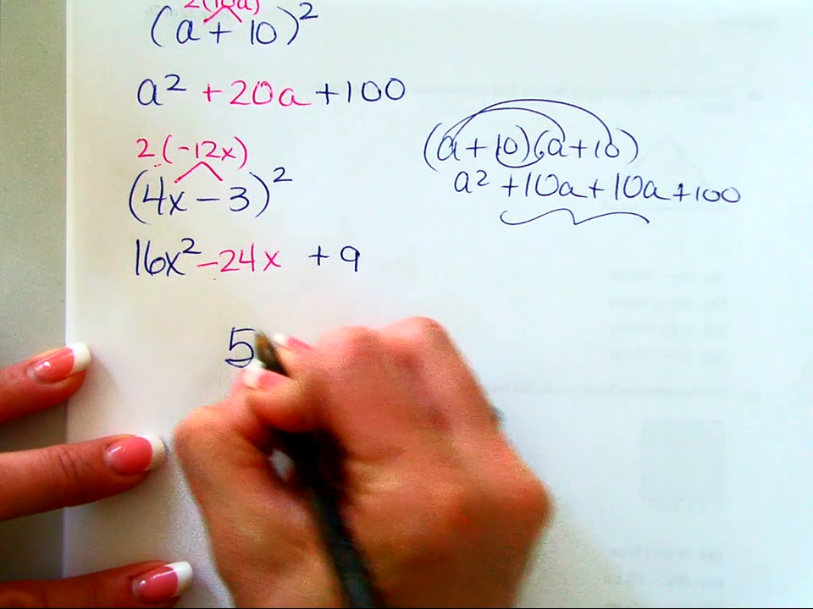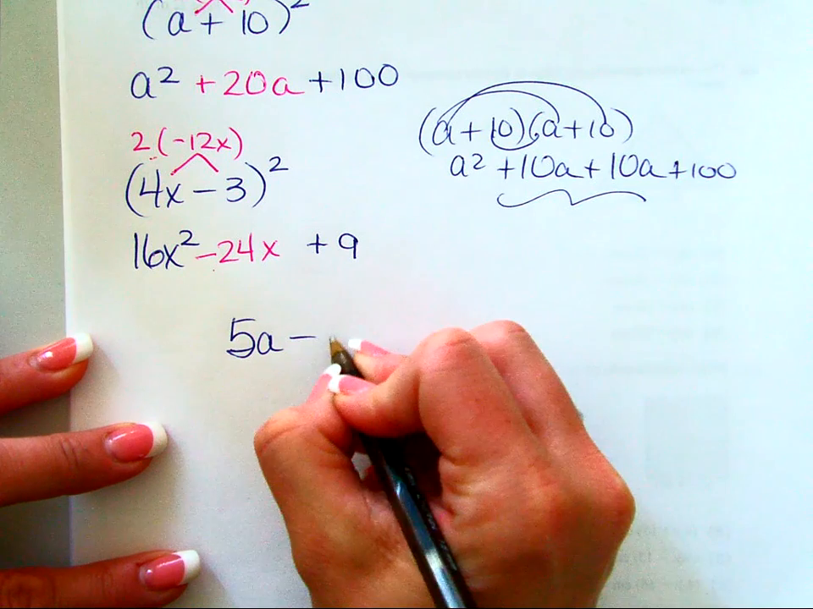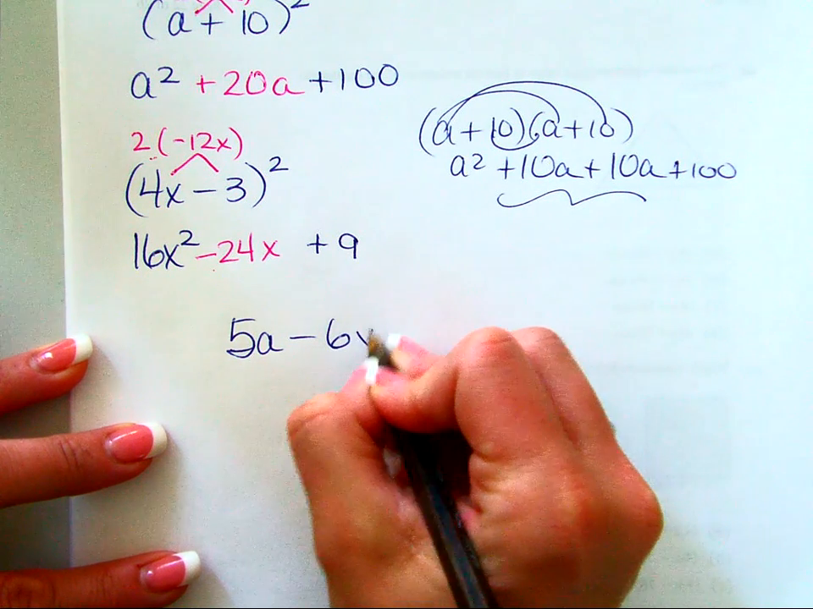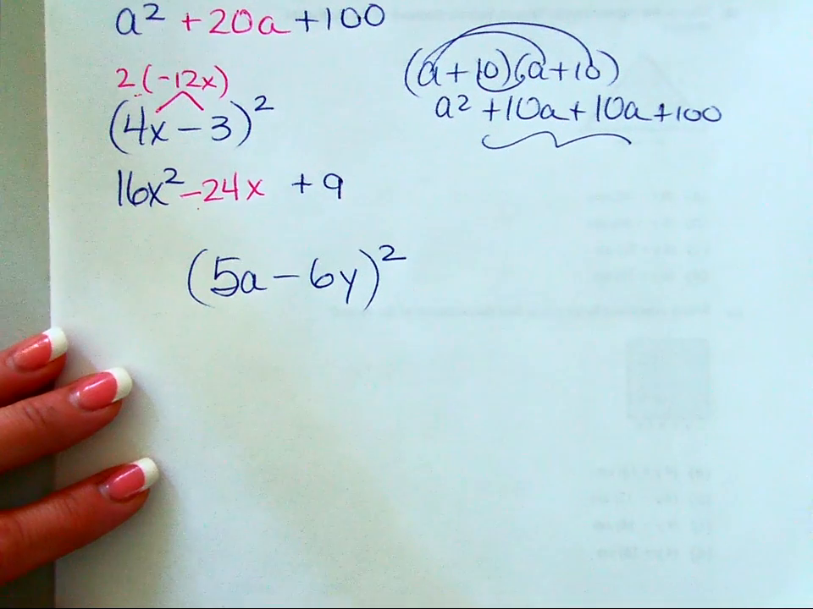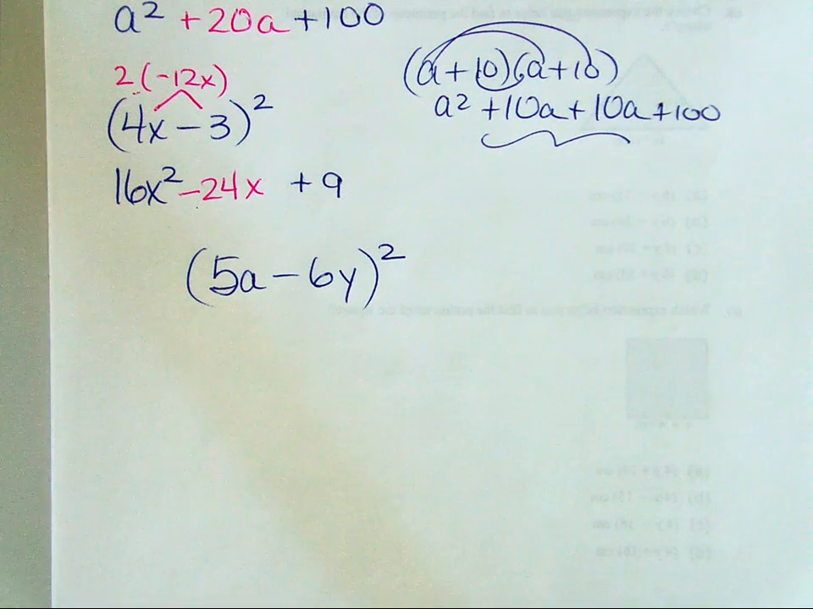Let's do another one. If I have 5a minus 6y squared, can't forget that squared, it means 5a minus 6y times another 5a minus 6y. Yes.